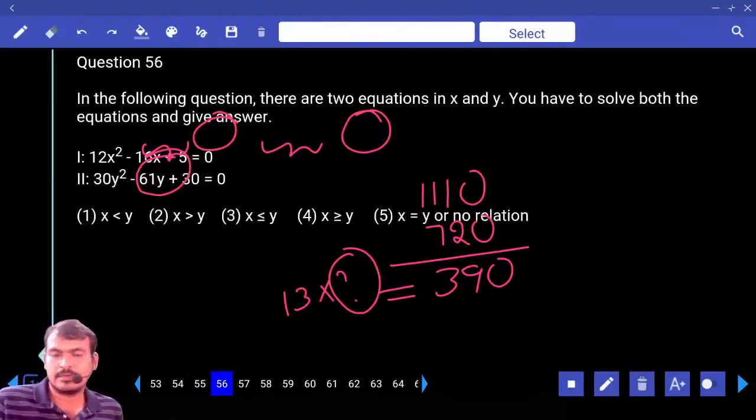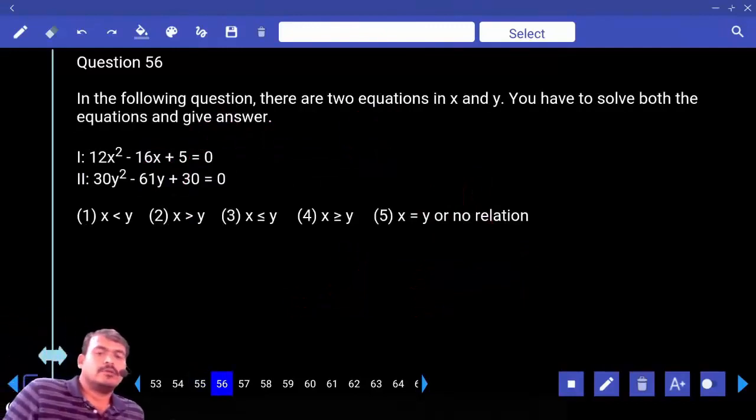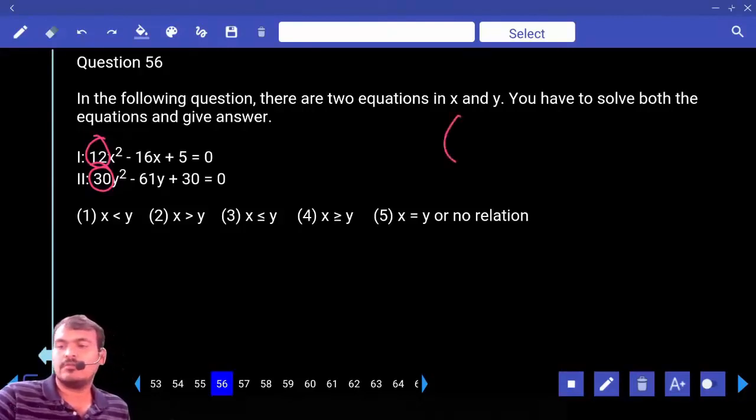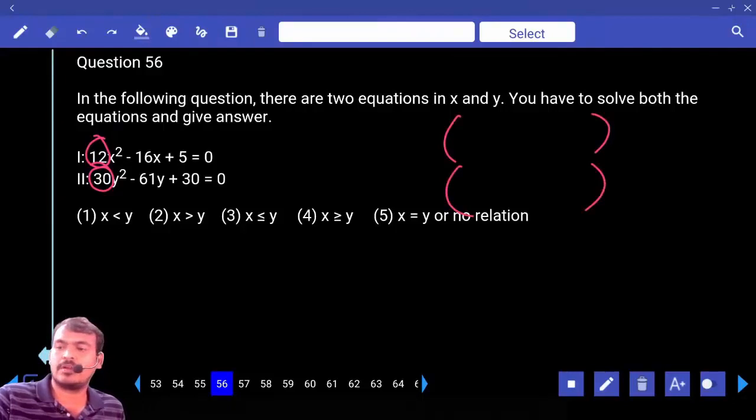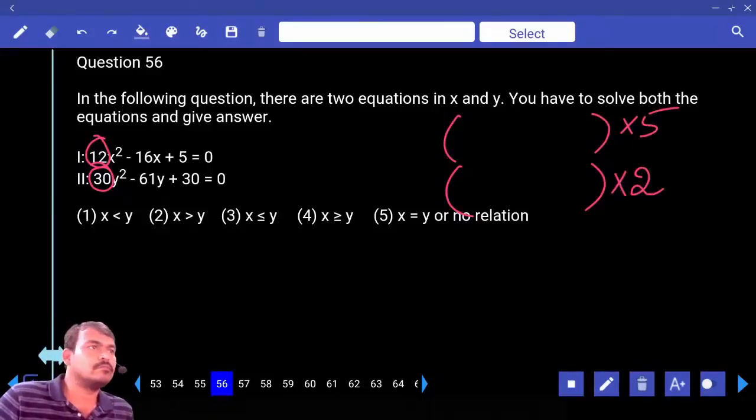Next, 56. Quadratic equations. What is the coefficient of x square? 12. But the coefficient of y square? 30. LCM of 12, 30: 60, or not? 12 how many times? 5 times. 30 how many times? 2 times. Then x roots are multiplied by 5, y roots are multiplied by 2, or not?